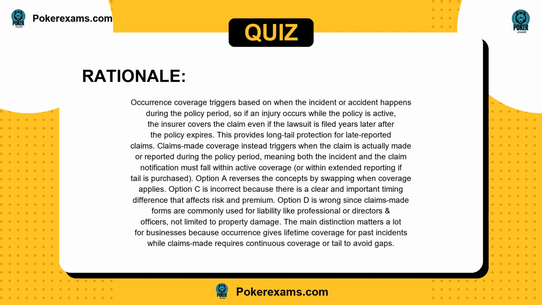Option A reverses the concepts by swapping when coverage applies. Option C is incorrect because there is a clear and important timing difference that affects risk and premium. Option D is wrong since claims-made forms are commonly used for liability like professional or directors and officers, not limited to property damage. The main distinction matters a lot for businesses because occurrence gives lifetime coverage for past incidents, while claims-made requires continuous coverage or tail to avoid gaps.